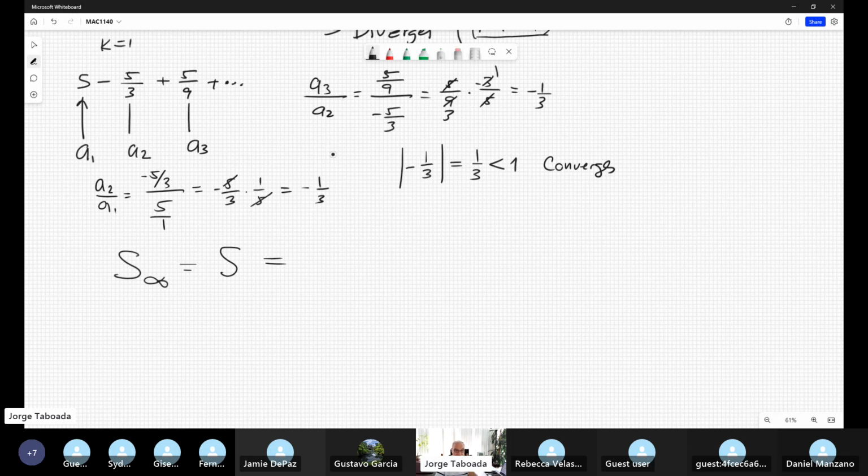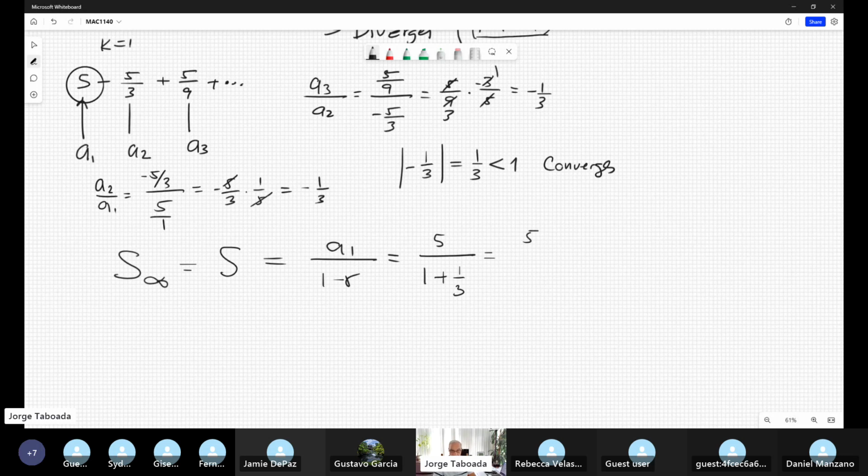The formula says a1 over 1 minus r. Who is a1? 5. Look at that. Who is r? 1/3. Well, actually it's negative 1/3. This is 1 minus minus, because the absolute value is used for verification of the condition of whether it's convergent or divergent. But in the formula, no. You should plug in the actual value, and the actual value is negative 1/3. This is plus 1/3.